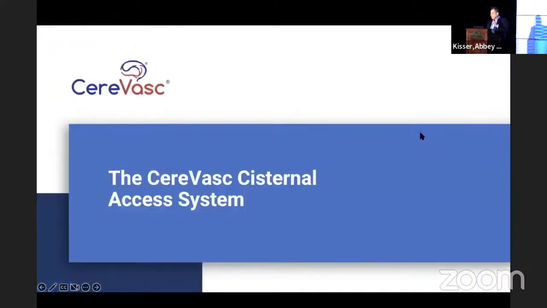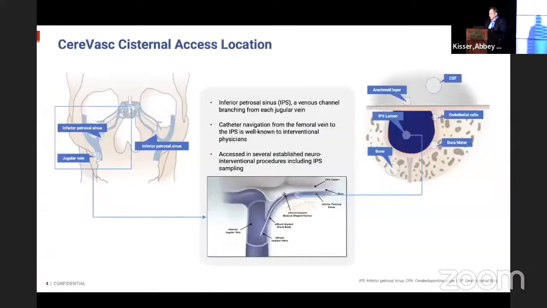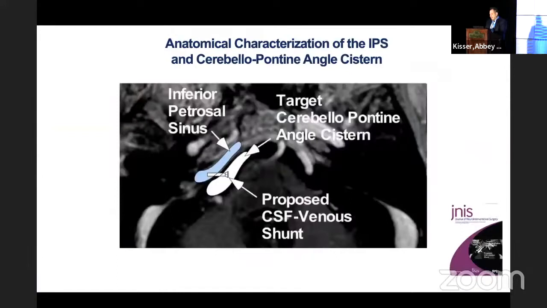So the idea here is to focus on the system that enables us to get to the CP angle cistern. As we mentioned, the delivery catheter that we built to deliver the e-shunt actually gets us into the CP angle cistern, which means we're right next to the brainstem, to enable us to inject different agents. This is the privileged position that the system puts you in, right in front of the brainstem at the CP angle cistern.